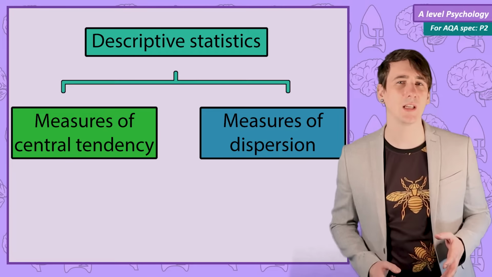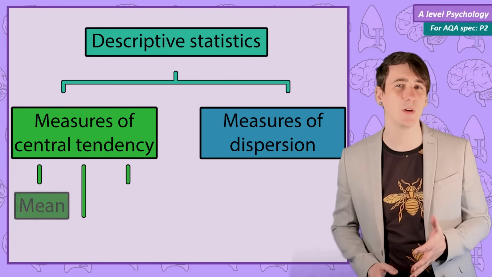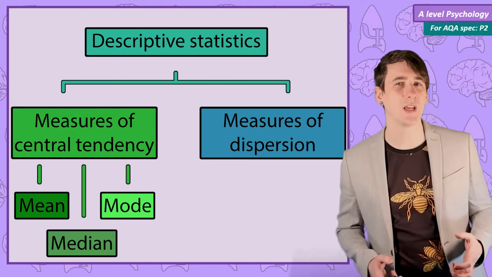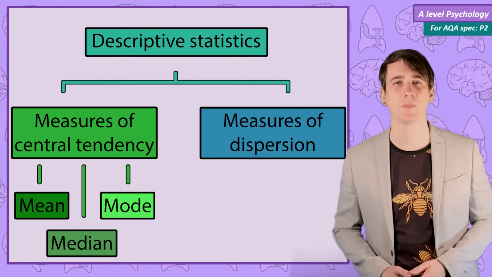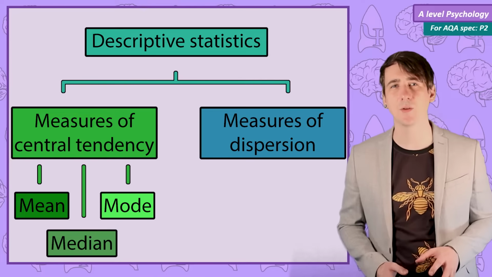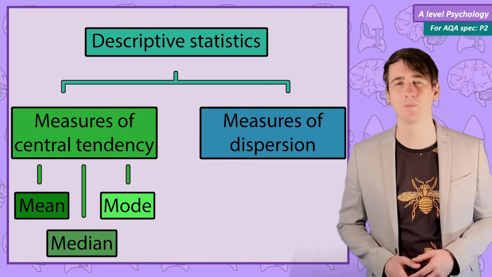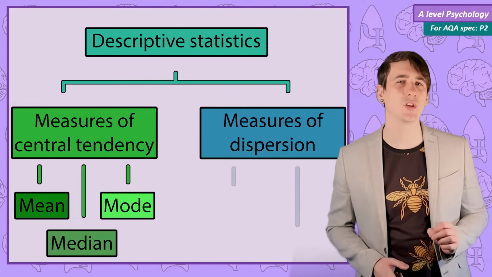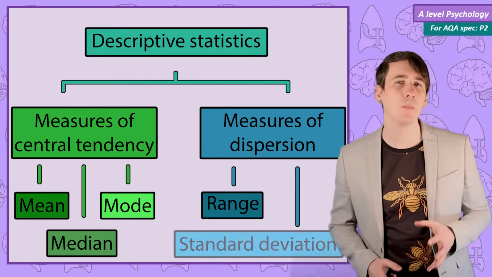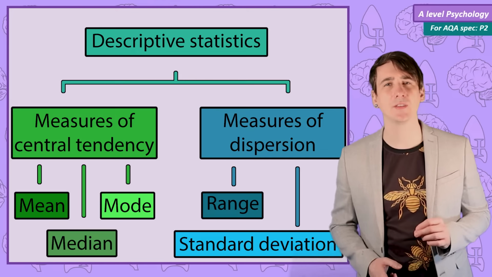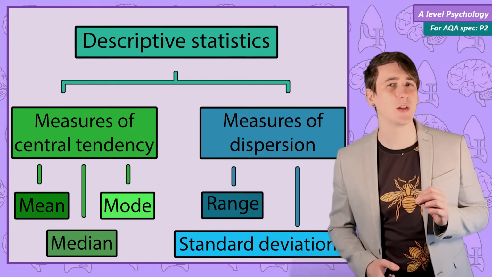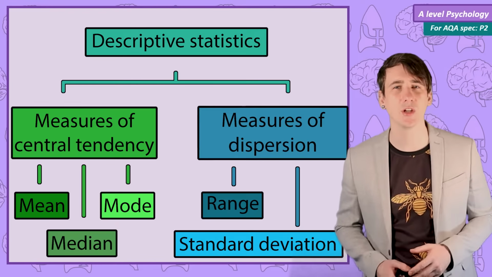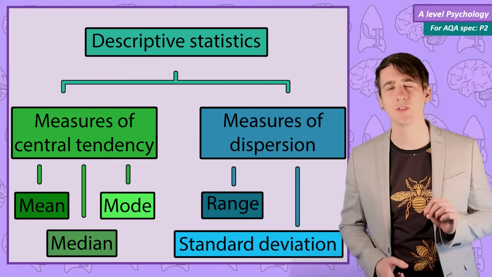Measures of central tendency include the mean, the median, and the mode. So, measures of central tendency are averages. Measures of dispersion refer to how spread out the individual scores are. So, this includes both the range and the standard deviation. But be prepared. If a question ever asks about descriptive statistics, measures of central tendency, or measures of dispersion, you need to remember what calculations those terms are referring to.